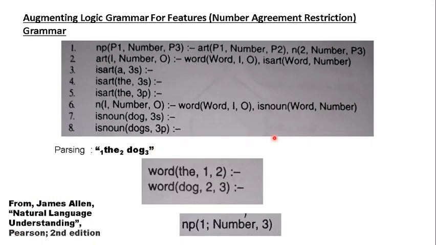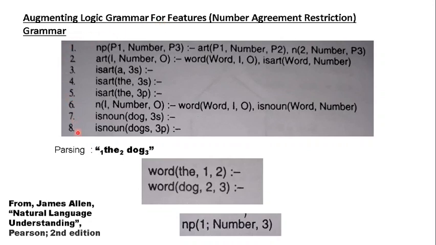Now we are going to see how grammar expressed in the form of predicate logic can be augmented to include features and feature values. We are first considering a feature, namely the number agreement feature, or AGR value. Our focus is on how we can include the number agreement restriction in grammar expressed in logic form.